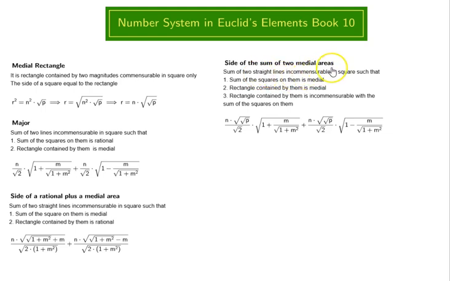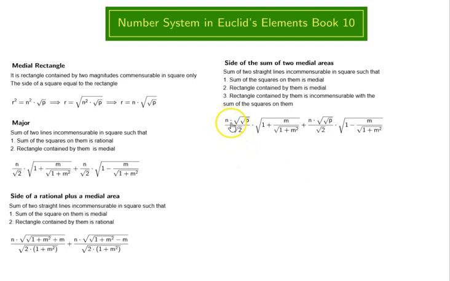Side of the sum of two medial areas. So the sum of two straight lines incommensurable in square such that the sum of the squares on them is medial, the rectangle contained by them is medial, and the rectangle contained by them is incommensurable with the sum of the squares on them. So he arrives at this. Remember, he doesn't arrive at this formula itself. Geometrically, he arrives at this conclusion.